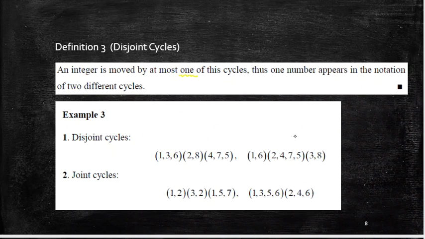And for this one, also disjoint cycles, we have 1 mapped to 6, and in the second one 2 is mapped to 4, 4 is mapped to 7, 7 is mapped to 5, and in this one 3 is mapped to 8. Both of these are disjoint cycles.